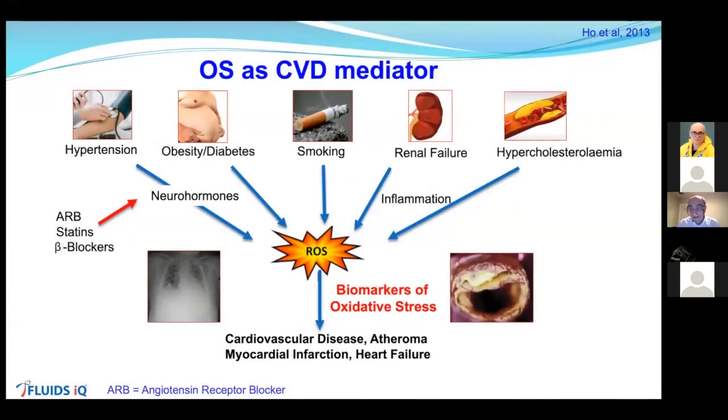And in fact, as I mentioned a moment ago with CVD, oxidative stress is an important mediator of cardiovascular disease, one of the most important, in fact. If you take a look at all of these things, from hypertension to obesity, and of course diabetes, which is a part of the aspect of obesity, smoking, renal failure, etc., these will all produce reactive oxygen species. These will be the biomarkers for oxidative stress, and that, together with a number of other things, including genetic susceptibility, lead to the various forms of cardiovascular disease.